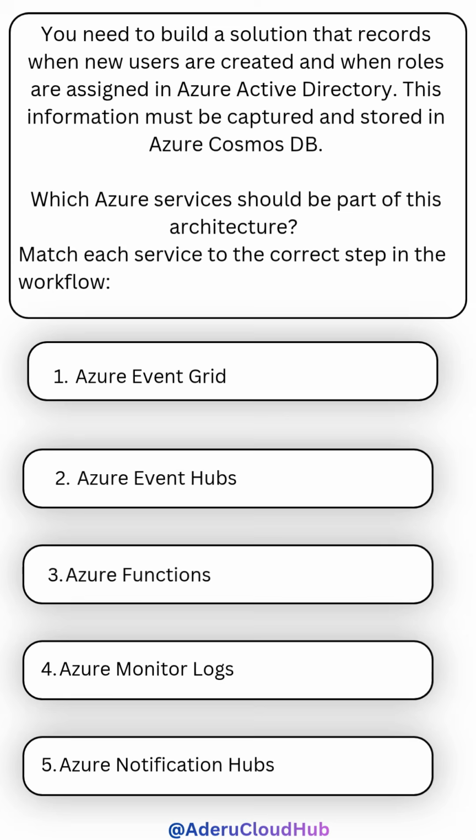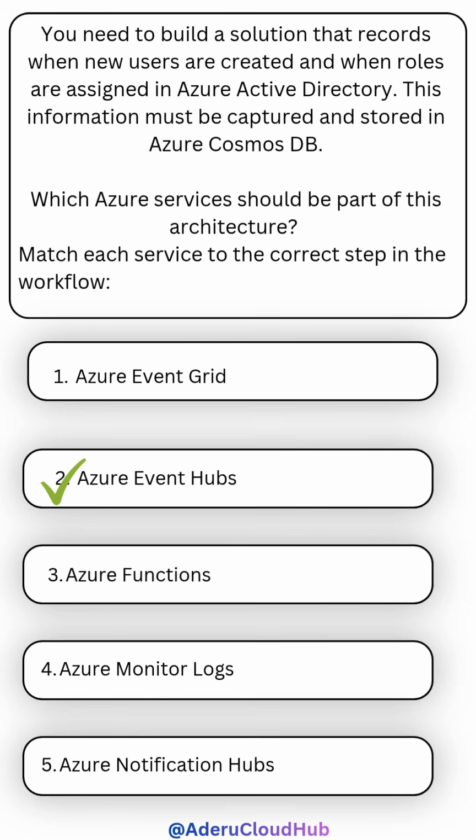First one is Azure Event Grid. It helps in routing discrete events between the Azure services. Great for lightweight notifications, but not ideal for streaming large amounts of audit logs. This is not a correct answer. Next one is Azure Event Hubs. It handles high volume event ingestion and streaming. It is our best choice to capture and stream the Azure AD audit logs. This is the correct answer.